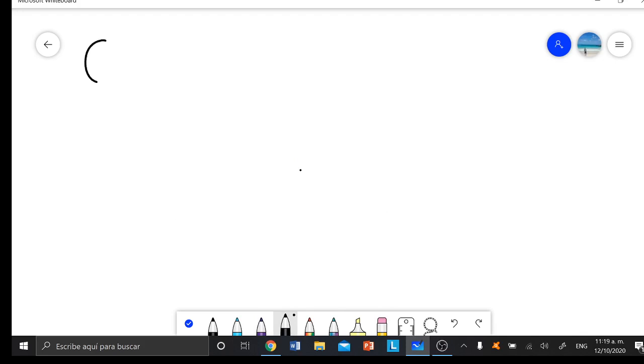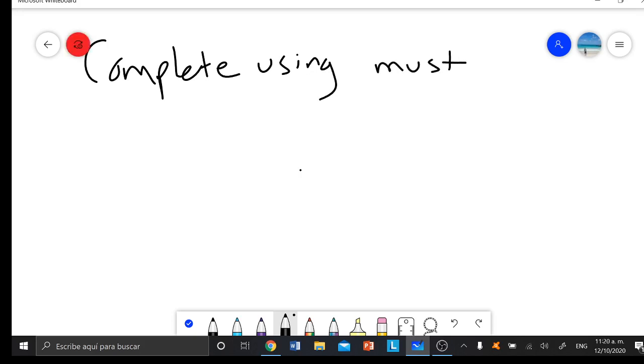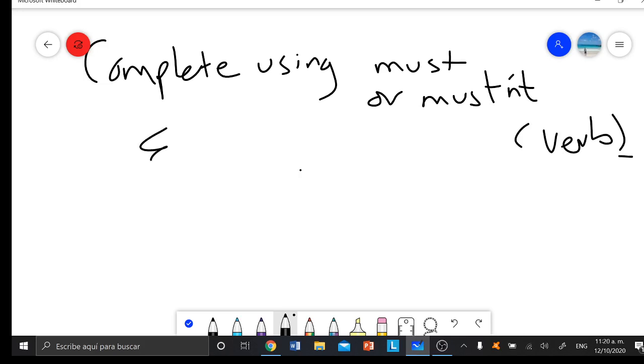You will have to complete, va a tener que completar using must or must not. Y con el verbo que está en paréntesis, and the verb that is in parentheses. This one is just an example. Este solamente es un example. Okay? And let's suppose that I have this.